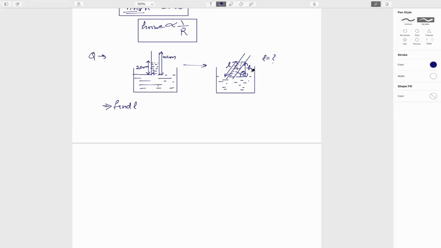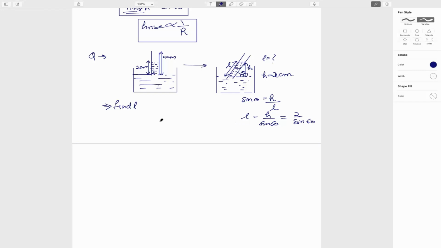From the concept of fluid hydrostatics, H is nothing but the same as this, because pressure will not depend on the shape of the meniscus. So H is same, that is 2 centimeter. That is for sure. So can we relate H with them? Now we know H. So sine theta is H by L. So from here, L is H by sine 60. So L is 2 divided by sine 60.